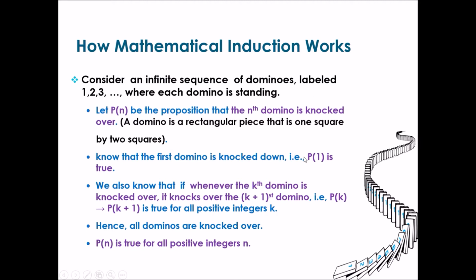Consider an infinite sequence of dominoes labeled 1, 2, 3, and so on, that is positive integers, where each domino is standing. This is very important, that initially each domino is standing. So let Pn be the proposition that the nth domino is knocked over. Note that a domino is a rectangular piece, that is 1 square by 2 squares.